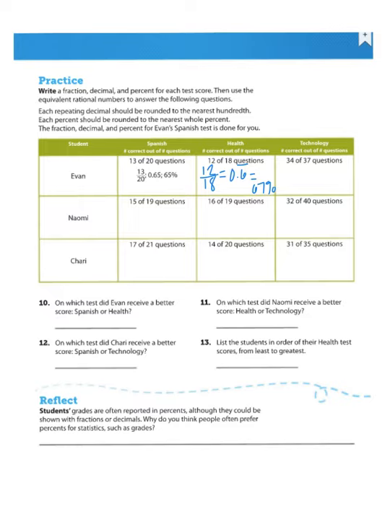34 of 37 questions, so that would be 34 over 37. I'm going to take my numerator, divide it by the denominator. You get a big long fraction. We're going to round that. It's 0.918. Since my 8 is bigger than 5, this is going to equal 0.92. And that would be 92%.